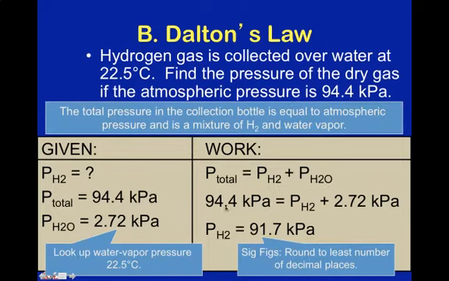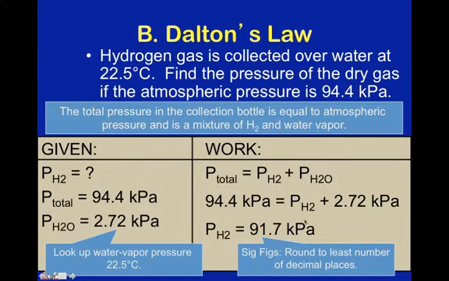Now, total pressure is the atmospheric pressure. Pressure of the hydrogen is the unknown. Then the vapor pressure of water from the table that we looked up is 2.72. We would simply rearrange this as a subtraction problem and get 94.4 kilopascals minus 2.72 kilopascals for a pressure of the hydrogen gas at 91.7 kilopascals.